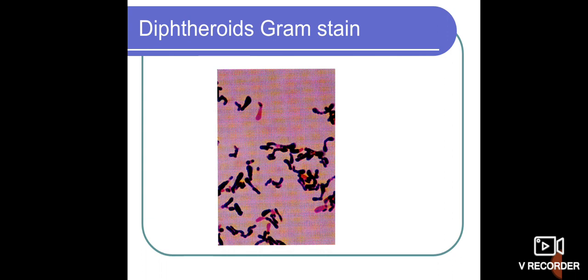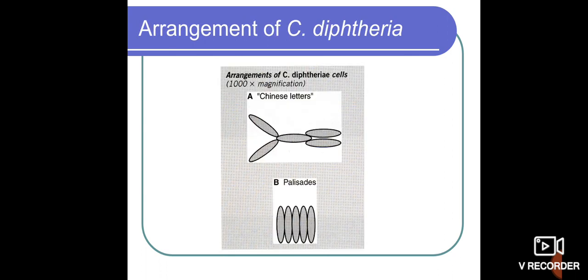You can see that this diagram is showing the pleomorphism of diphtheria, and the strain is a gram stain. As we discussed here, they have a palisade arrangement or Chinese letter arrangement. You can see that this type of arrangement can be seen in the staining.